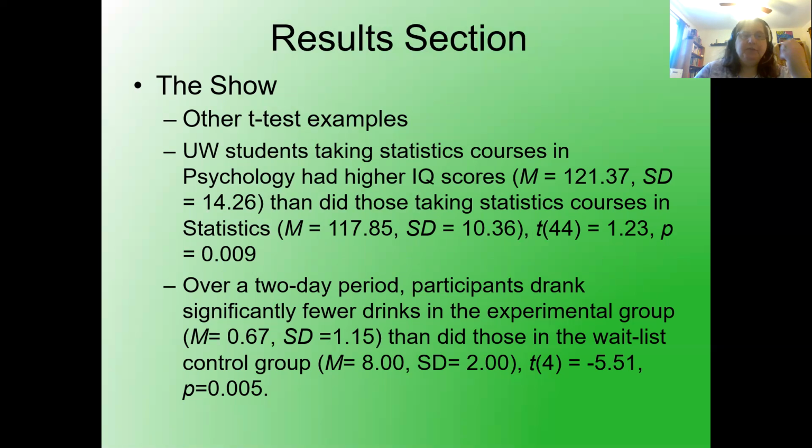And here's one more for you. Over a 2-day period, participants drank significantly fewer drinks in the experimental group (mean equals 0.67, standard deviation equals 1.15) than did those in the waitlist control group (mean equals 8.00, standard deviation equals 2.00), t(4) equals negative 5.51, p equals 0.005. Remember, t-scores can be positive or negative. ANOVAs can only have a positive score, and we'll get to those in just a second.